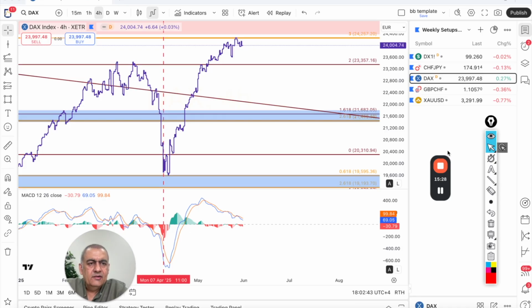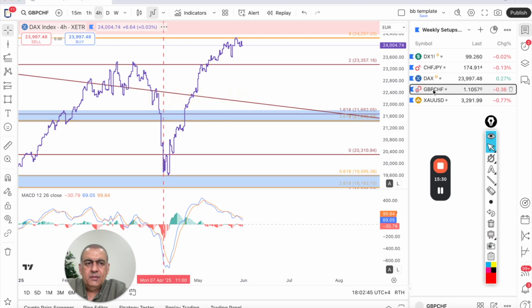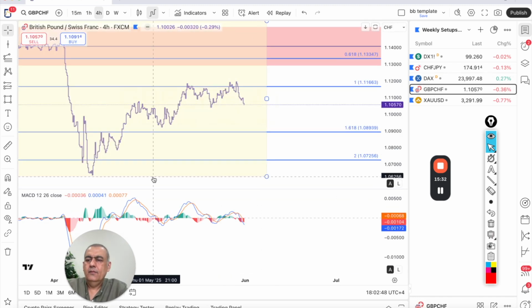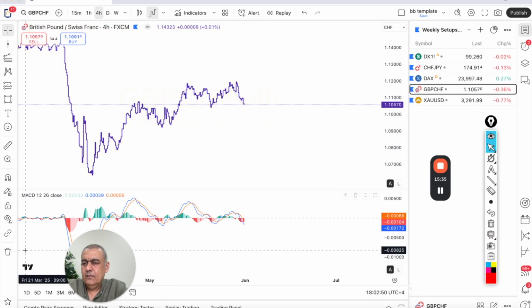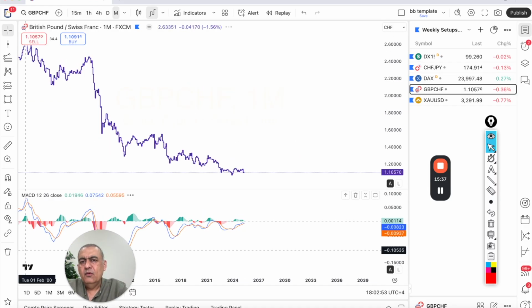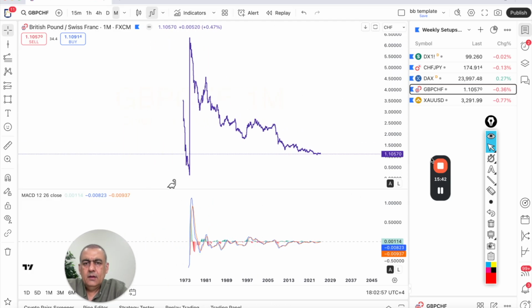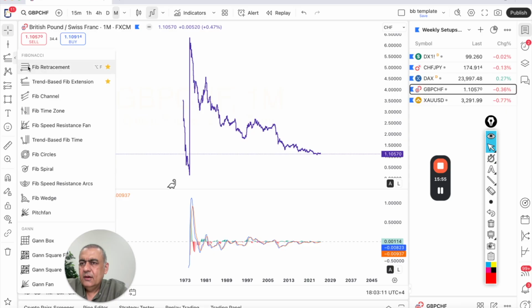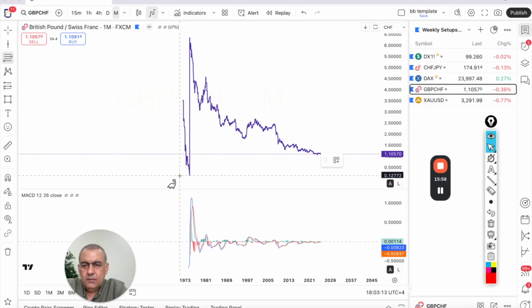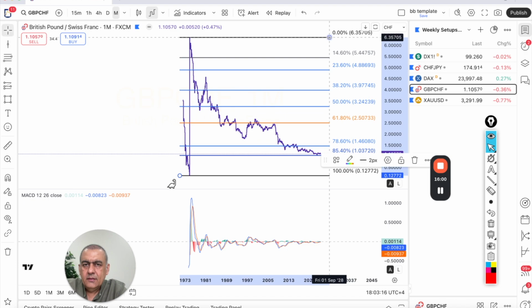Now the next instrument is GBPCHF. I'll move to monthly, and here on the monthly frame, this is your massive bullish structure, and right now whatever is happening, it is corrective against the previous massive bullish structure. So I need to start with Fib retracement applied from lowest to highest.